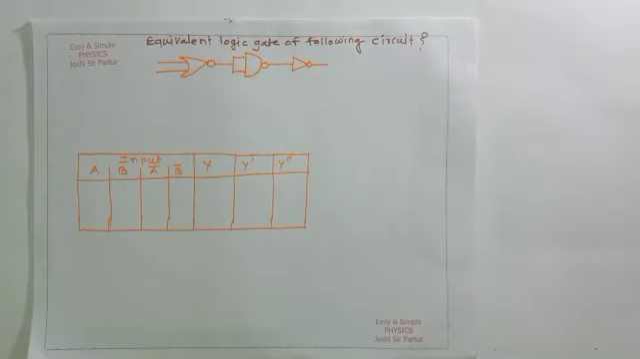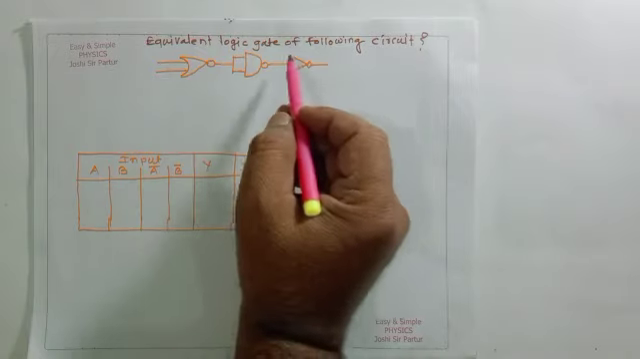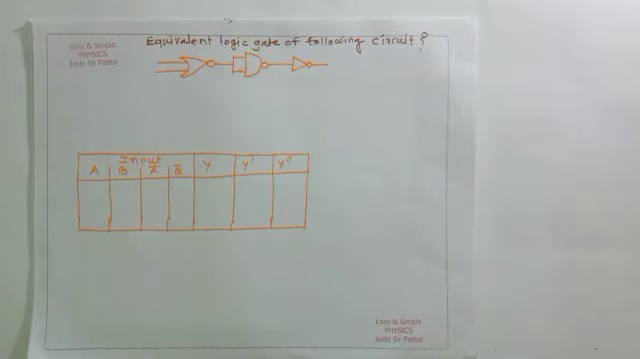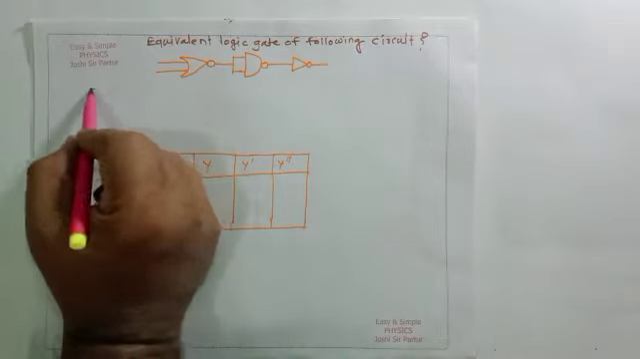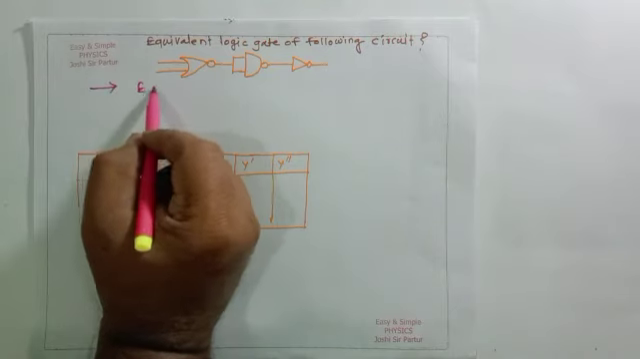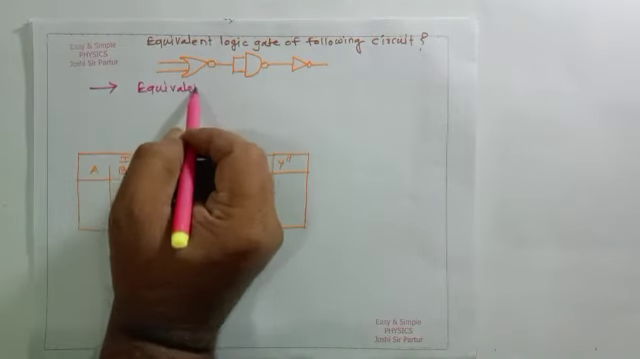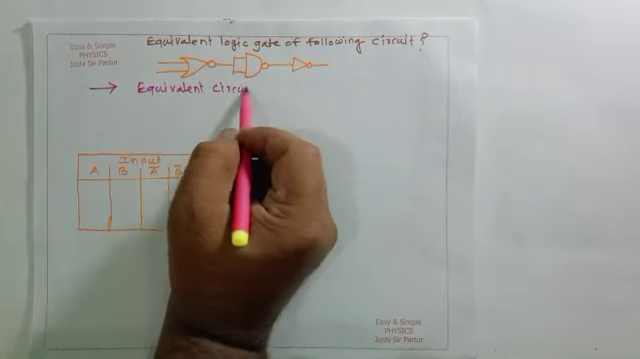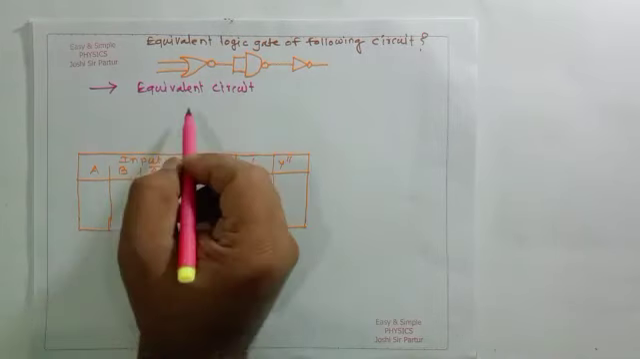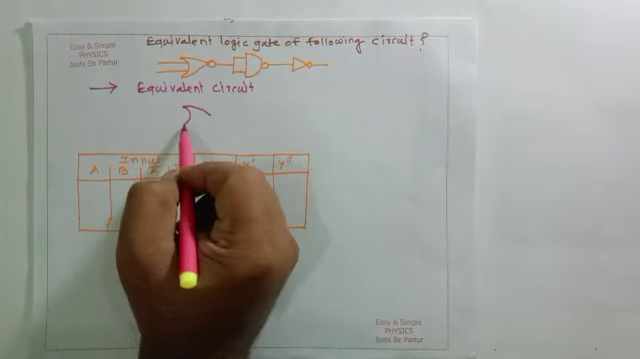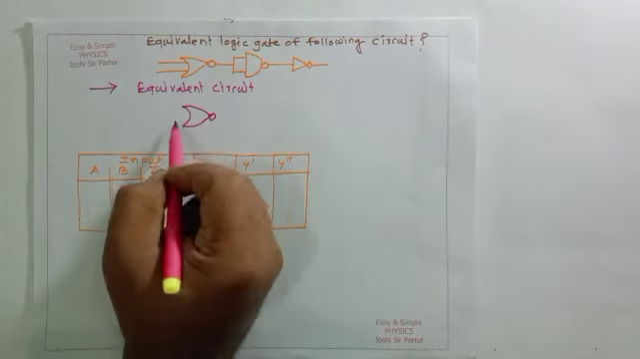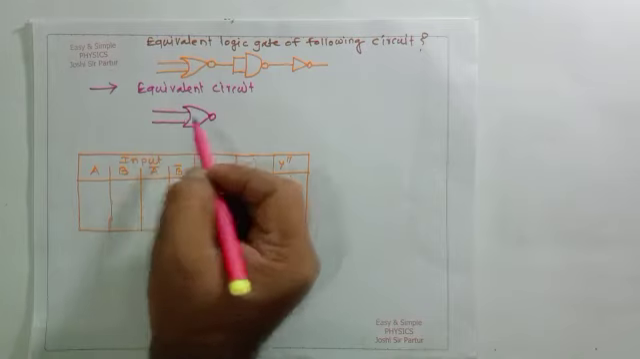The third numerical will be to find the equivalent logic gate of the following circuit. See here, these three gates are given. These three gates have an equivalent circuit like this. This is a NOR gate having two inputs, one output.